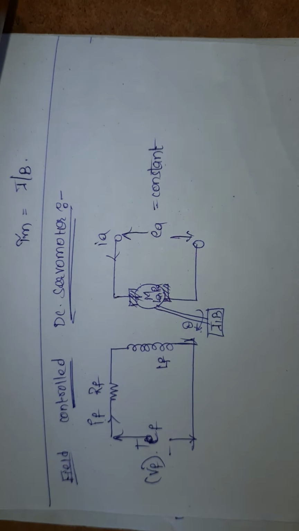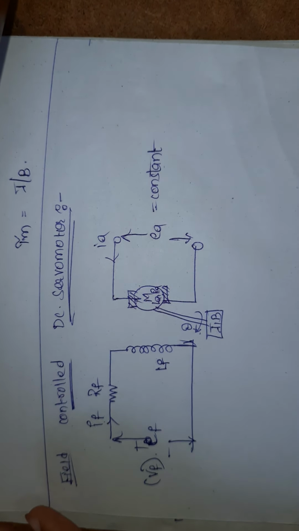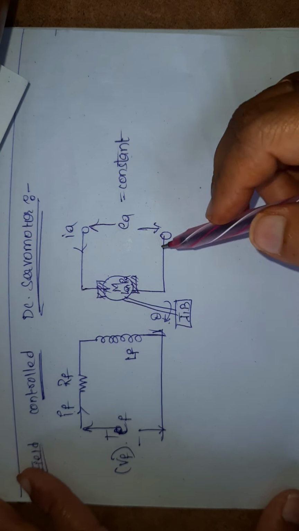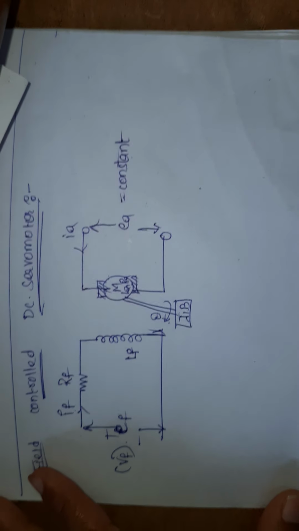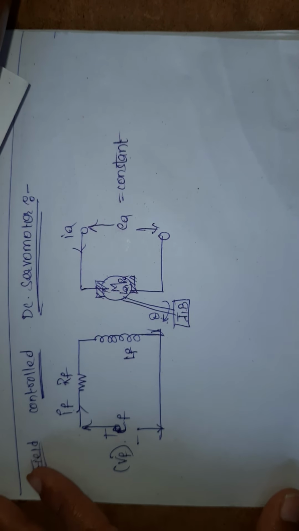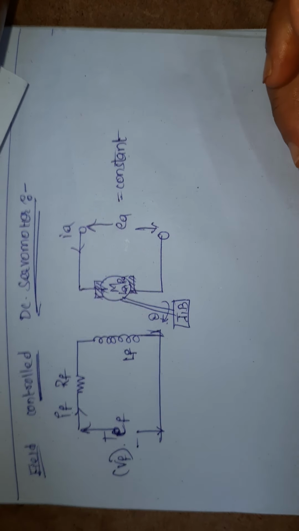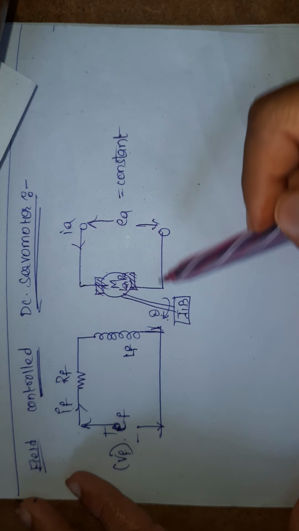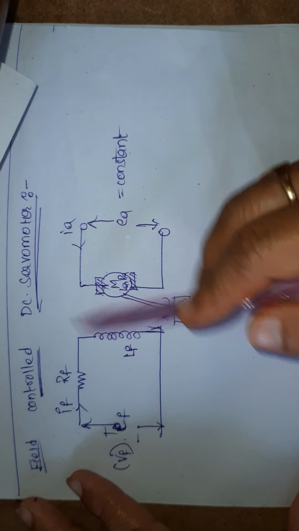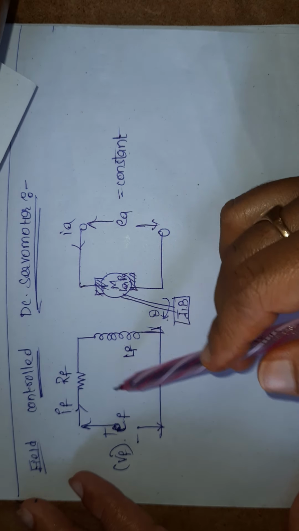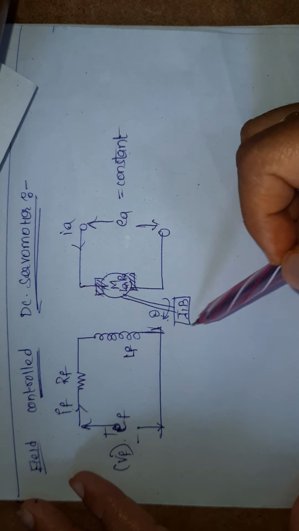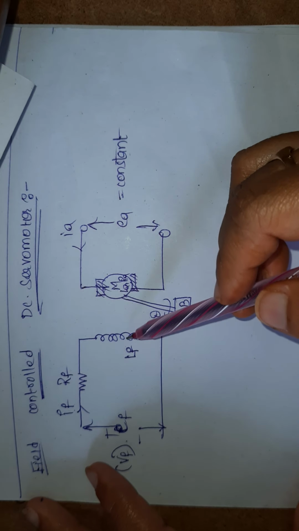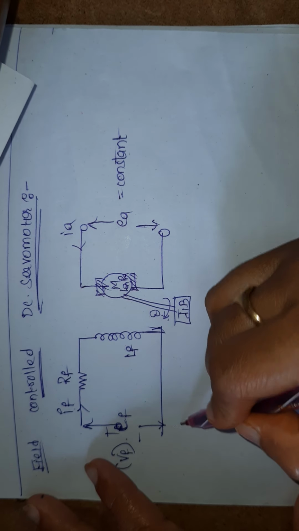Hello students, now I am going to discuss the field control DC servo motor. This is a diagram of the field control DC servo motor. So here, what is the difference? In a field control DC servo motor, the total field is going to control the speed of the shaft. The speed of the motor is directly controlled from the field side circuit.